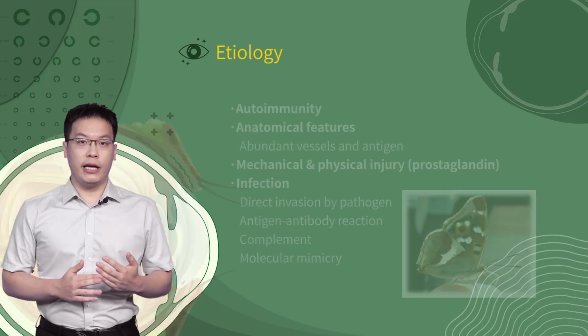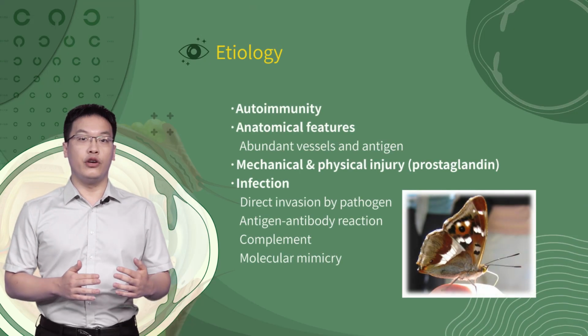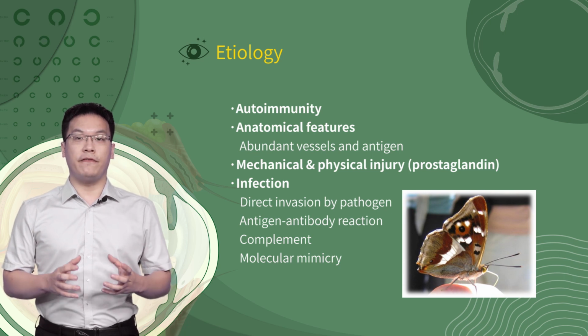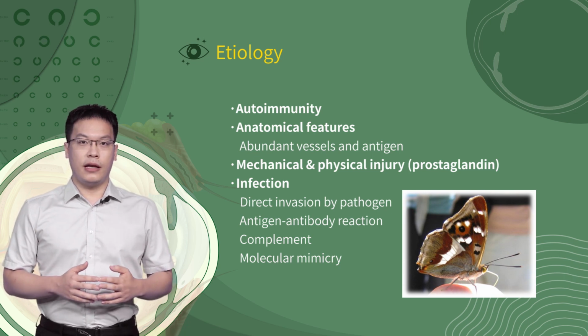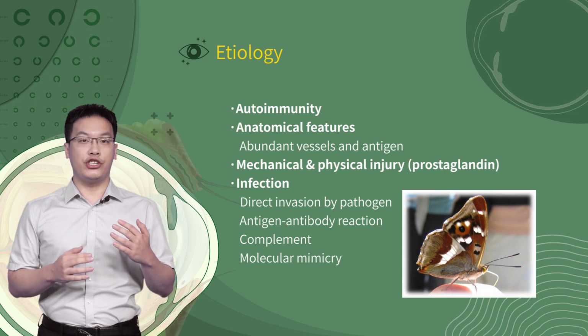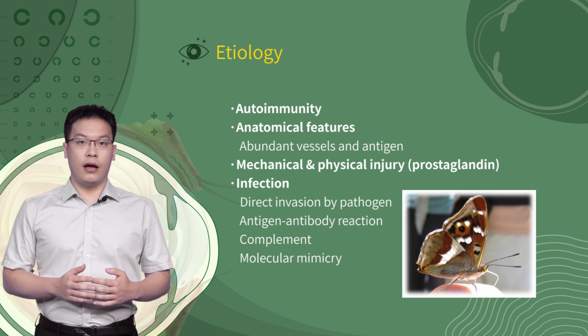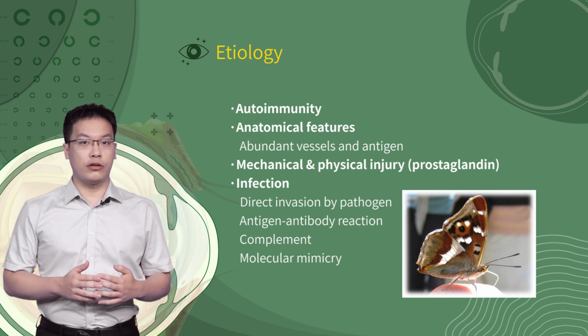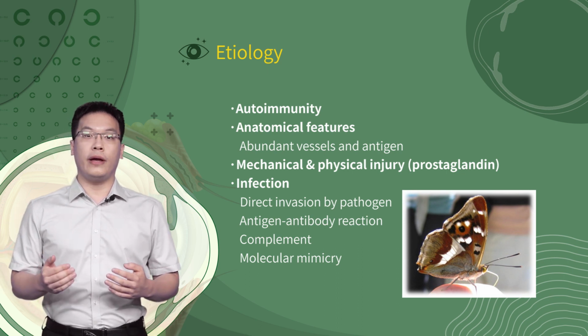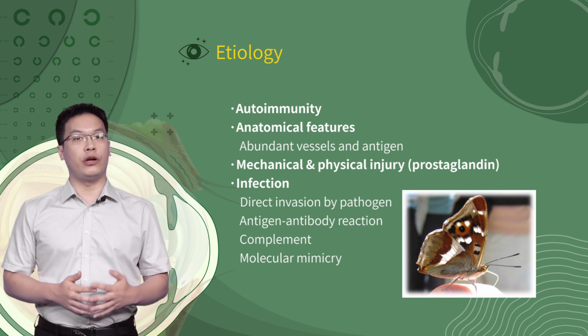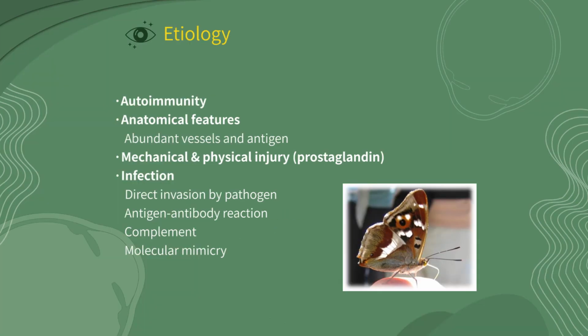Autoimmunity is involved, since the uveal tissue contains abundant vessels and antigen. Inflammation and antigen-antibody reaction are often active. In addition, prostaglandin production caused by injury plays a role in the pathogenesis of anterior uveitis. Infection can be another main cause, in which the offending agents include bacteria, viruses, fungi, and parasites.